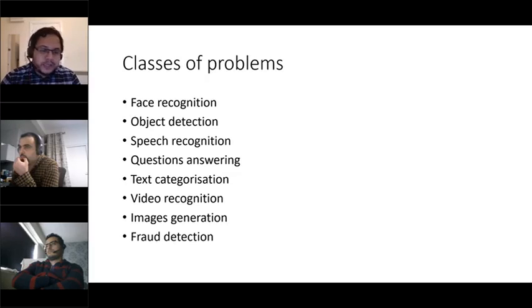Text categorization is a very simple concept. You have a text and the model can say what it is talking about, what topic we are talking about, like politics, economics, this kind of thing. Video recognition: what is this video about? Maybe you can recognize what film it is. And some stronger cases like image generation. You generate completely new images.